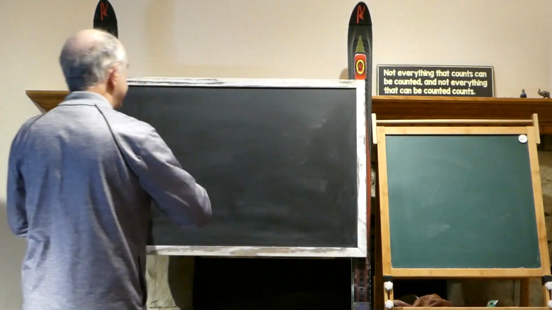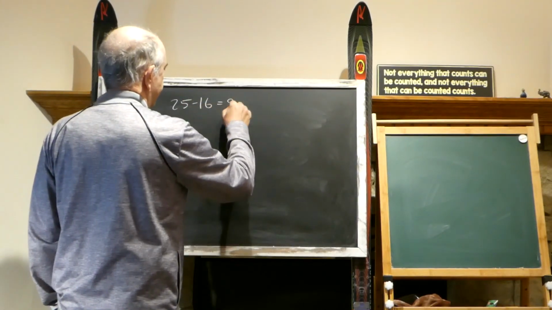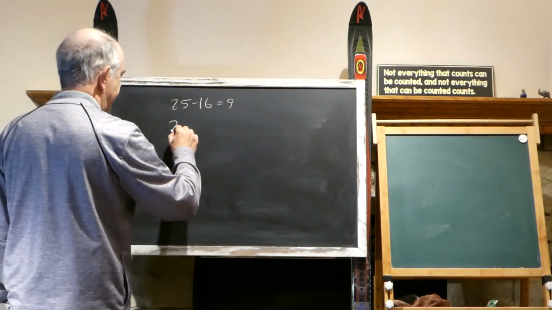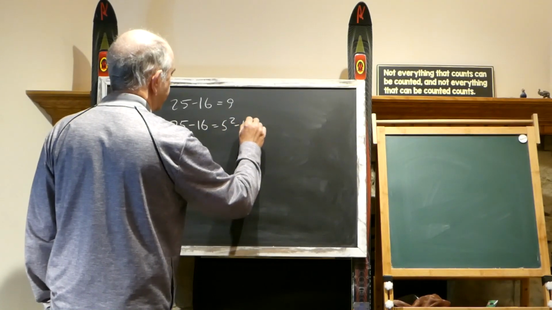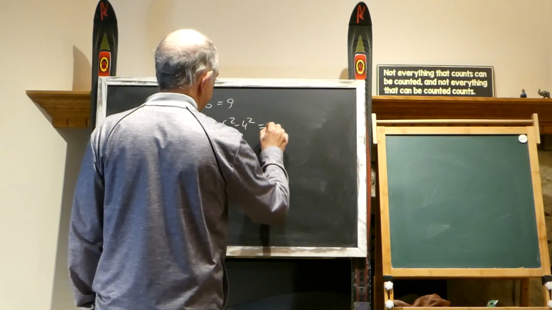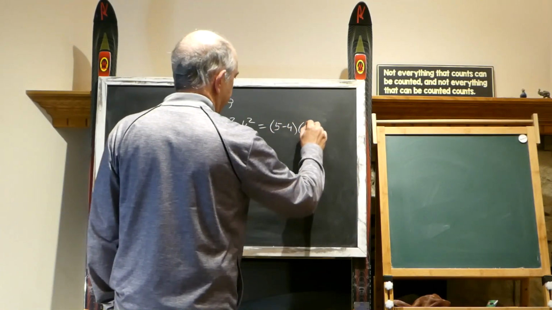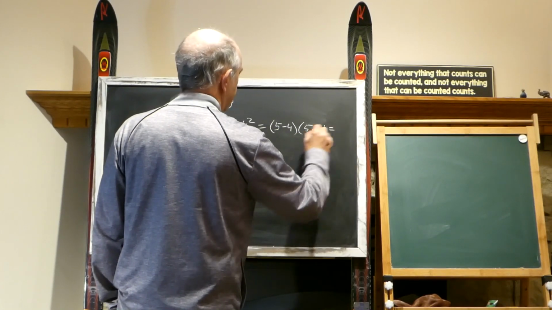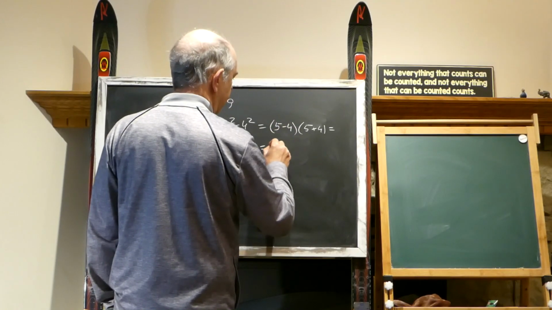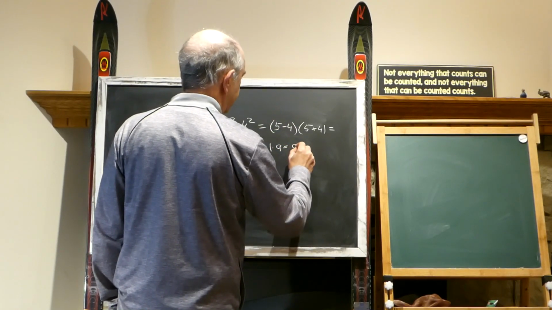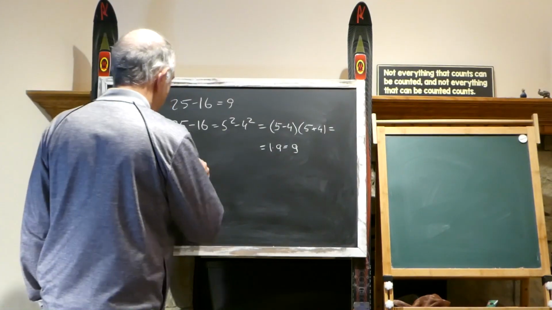And of course you should see, for example, if somebody tells you 25 minus 16, oh, of course you can tell it's 9, right? But if there is a bigger number, 25 minus 16 equals 5 squared minus 4 squared. 5 squared minus 4 squared equals 5 minus 4 multiplied by 5 plus 4. 5 minus 4 is 1. 1 multiplied by 9 equals 9. It's the same thing. But this is a little bit of a trick.